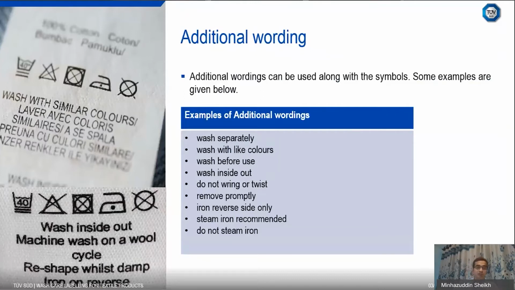Maybe one red shirt can be washed with red trousers or other products together. Wash before use is often indicated in the wash care instructions to inform that the product at the beginning may have some color issue, but after one wash, it could be safe. Wash inside out is often used for decorative or embellished garments to protect the embellishment and decoration on the garment. So these are the different kinds of additional wording that need to be indicated on the care label to inform consumers what kind of care they should take during the washing of such products.